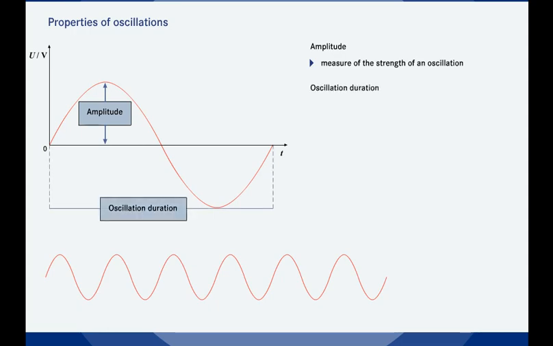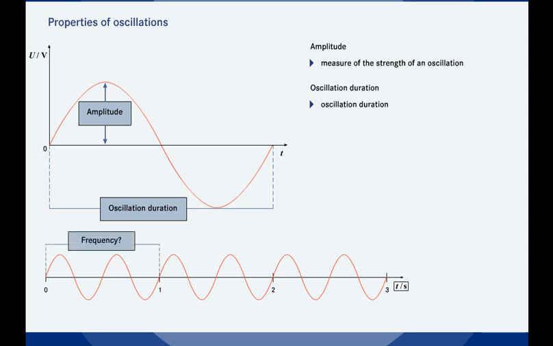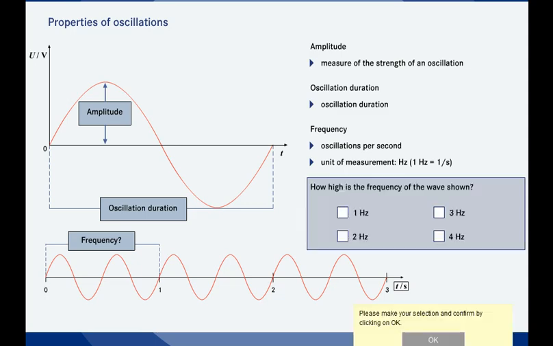The length of each oscillation is known as the oscillation duration. The frequency is the number of oscillations of a wave per second. The unit of measurement of frequency is the hertz. How high is the frequency of the wave shown? Please select the correct solution and confirm with OK.